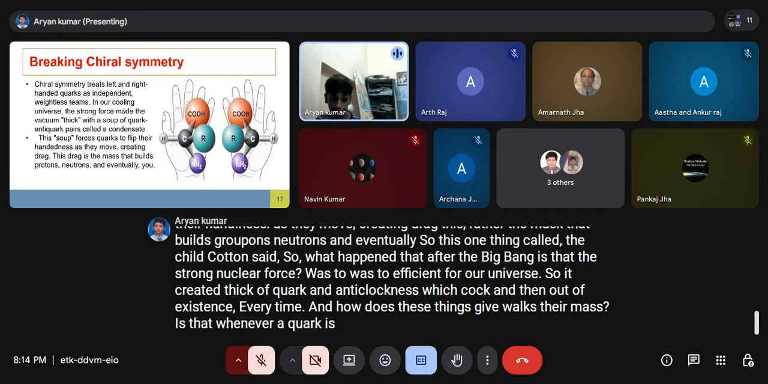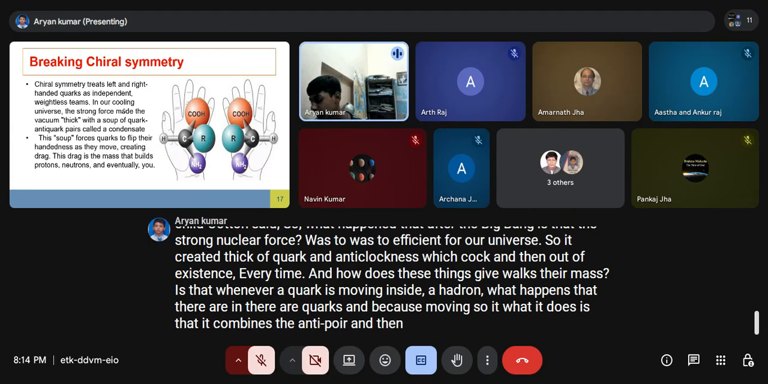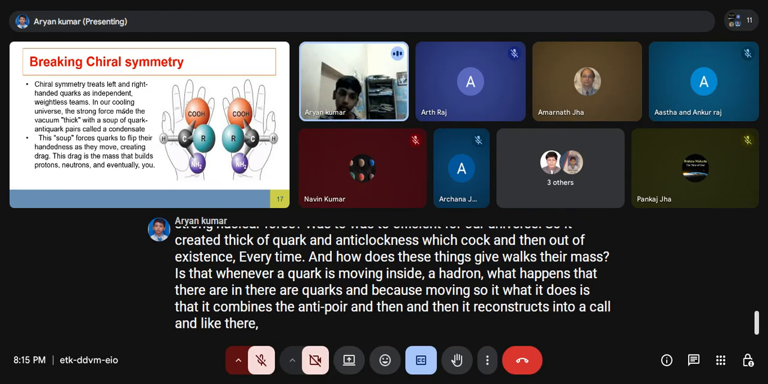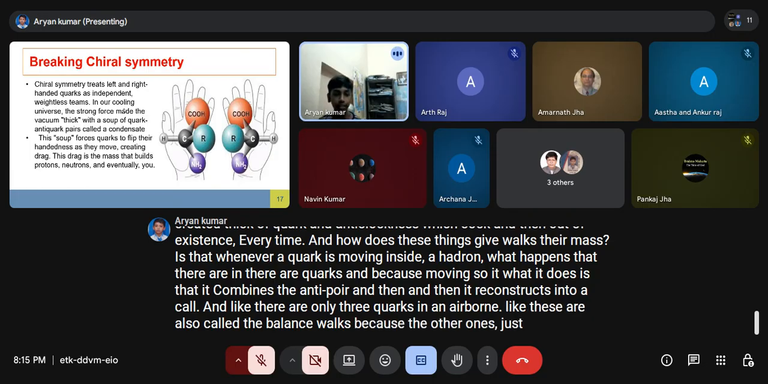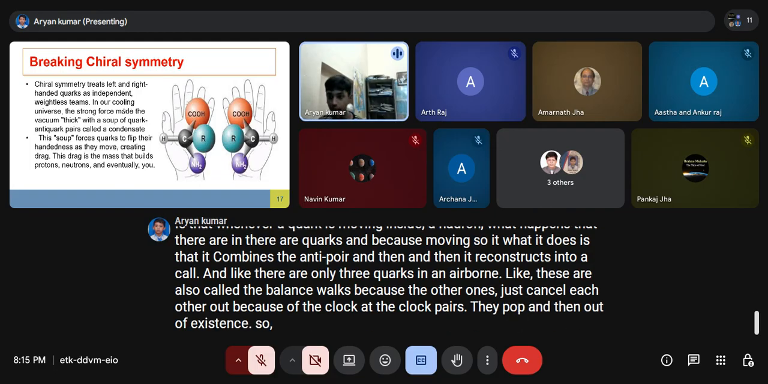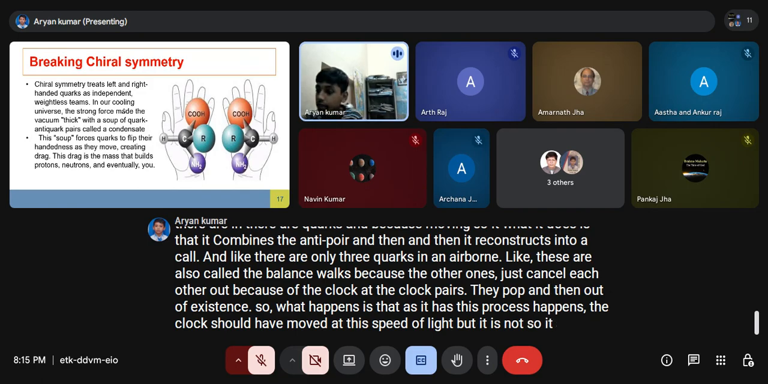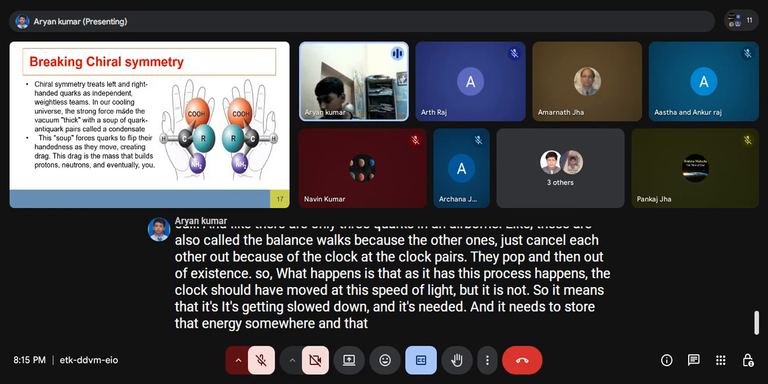Whenever a quark is moving inside a hadron, there are quark anti-quark pairs moving as well. A quark combines with an anti-quark, and then it reconstructs into a quark. There are only three quarks in a hadron. These are also called the valence quarks, because the other ones just cancel each other out because of the quark anti-quark pairs popping in and out of existence. As this process happens, the quark should have moved at the speed of light, but it is not. So it's getting slowed down, and it needs to store that energy somewhere, and that energy that we witness is called the mass of a quark.